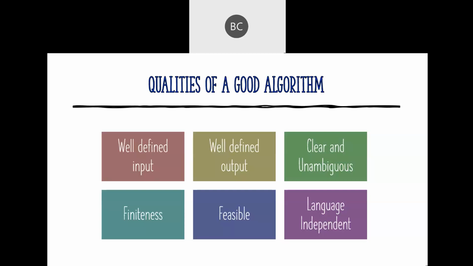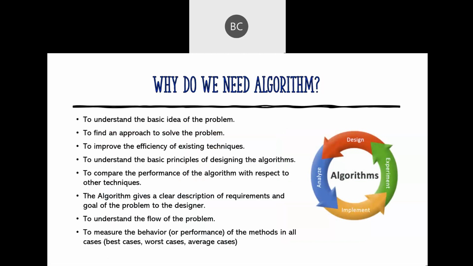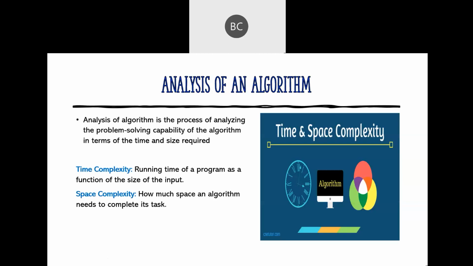Now, if an algorithm is a solution to a problem, obviously there will be certain issues also, right? This question I already explained, why we need algorithms: to understand the basic idea of problems. It's an approach to solve problems, a clear description and all. Now we will come to analysis of an algorithm. If an algorithm is a solution to a problem, there will be certain issues also. What can be the possible issues?